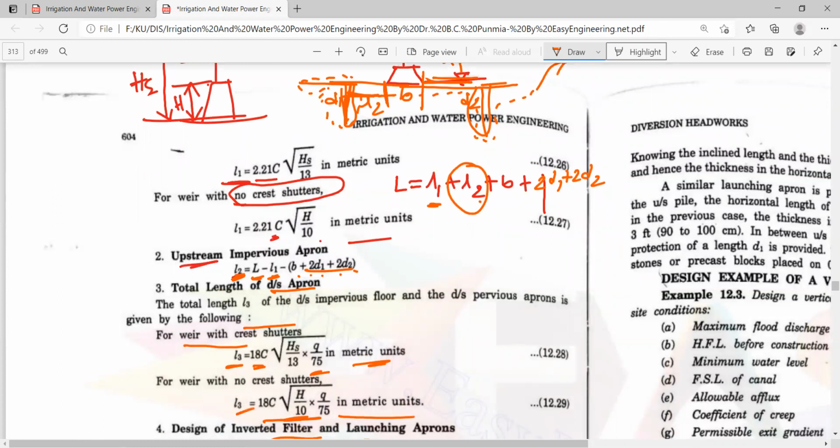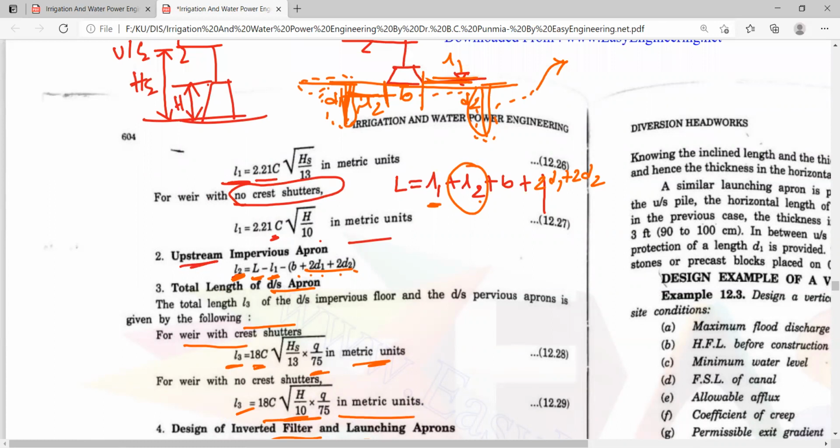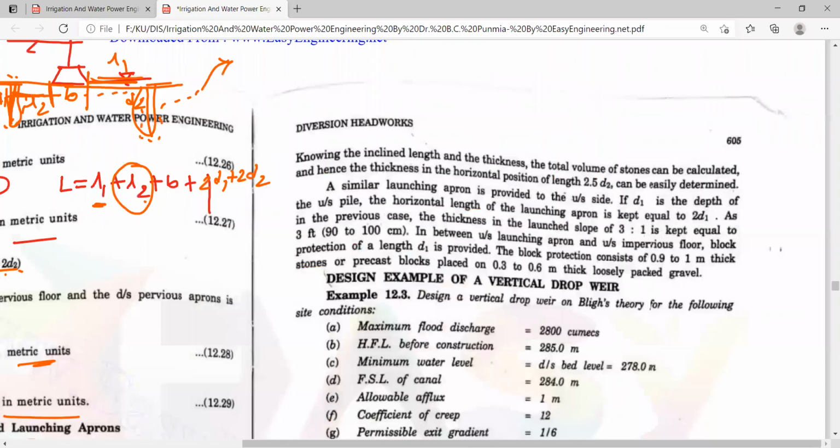After calculation of the apron lengths, we need to calculate the thickness of the impervious apron. The thickness of the impervious apron depends upon the upward water pressure, that is the seepage pressure available at that particular section. From that we can calculate. I hope you understood these problems. Now we'll move to our problem.